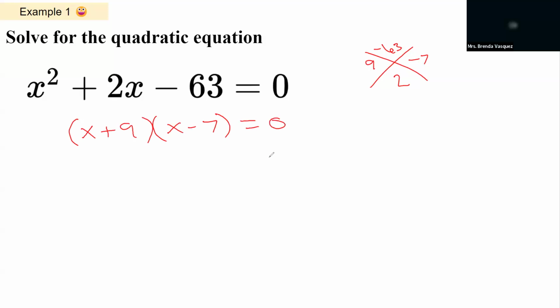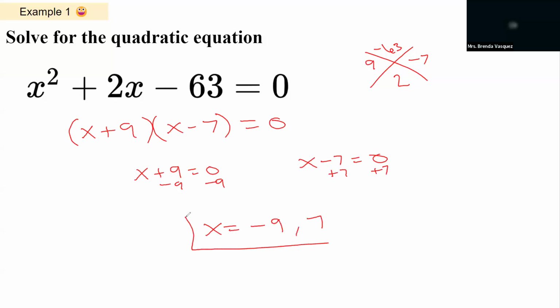All right, now they're equal to 0, so that means that one factor has to equal 0, so therefore x plus 9 equals 0. The second factor has to also equal 0. What's my solution? Subtract 9. And over here we add 7. So therefore my solutions are -9 and +7. Be very careful, guys, with your solutions. Don't get your positives and negatives confused. Again, that's something that I emphasize a lot. Okay. All right, we're not done.